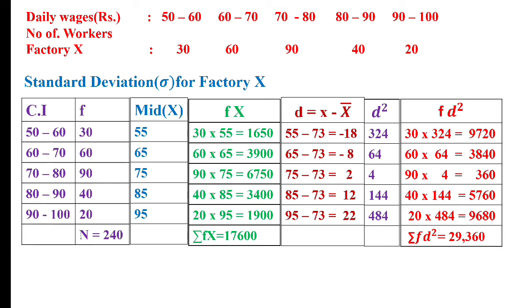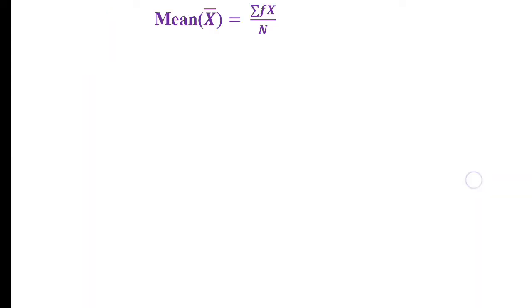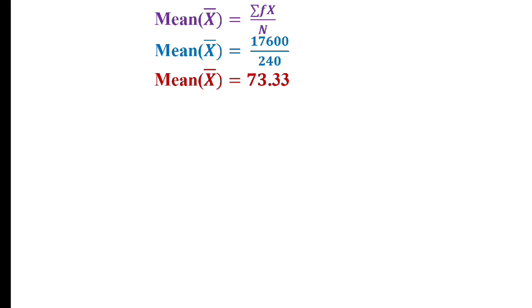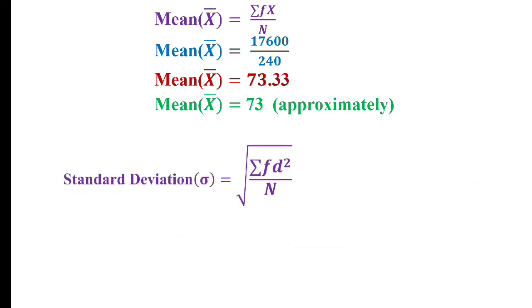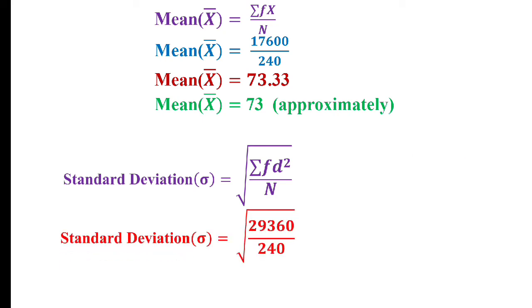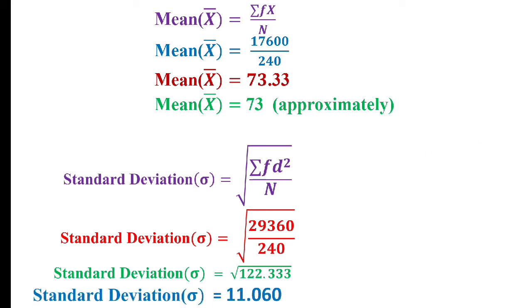So now we find the mean and standard deviation. The previous slide is not placed, so I explained it here. The mean is 73.533, simplified to 73. Now the standard deviation formula is the square root of summation fd squared divided by n. Substituting the value, 29,360 divided by 240, the square root of 122.33, gives 11.060. This is the standard deviation.